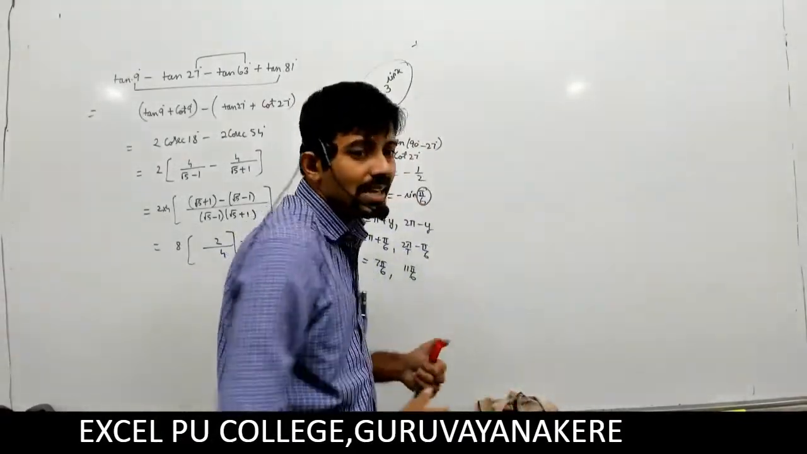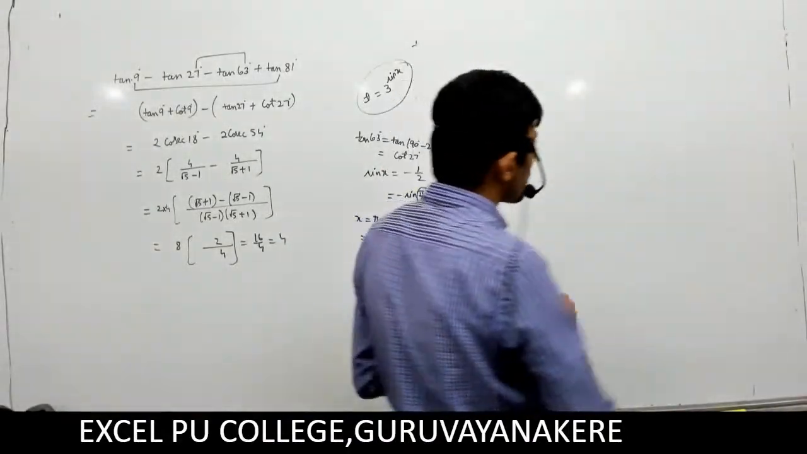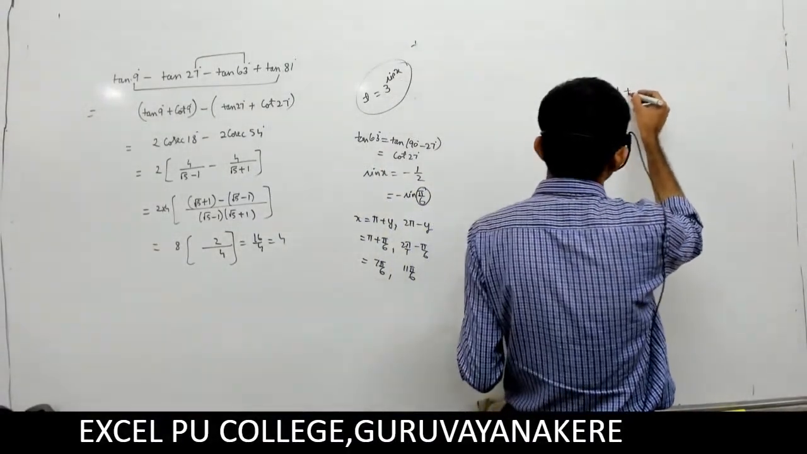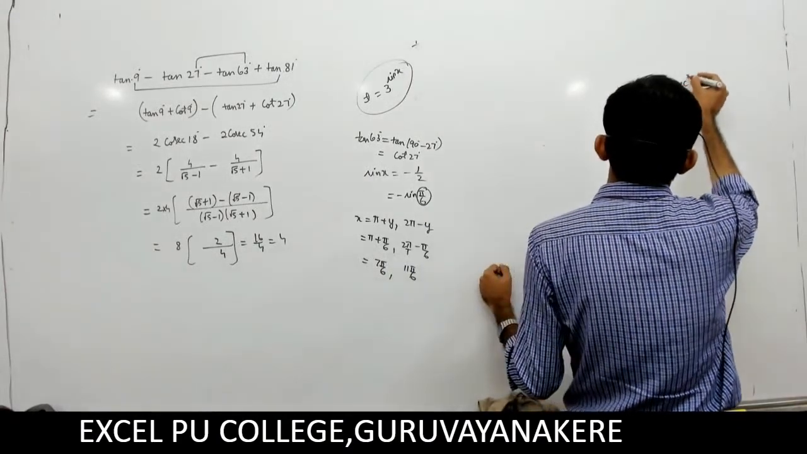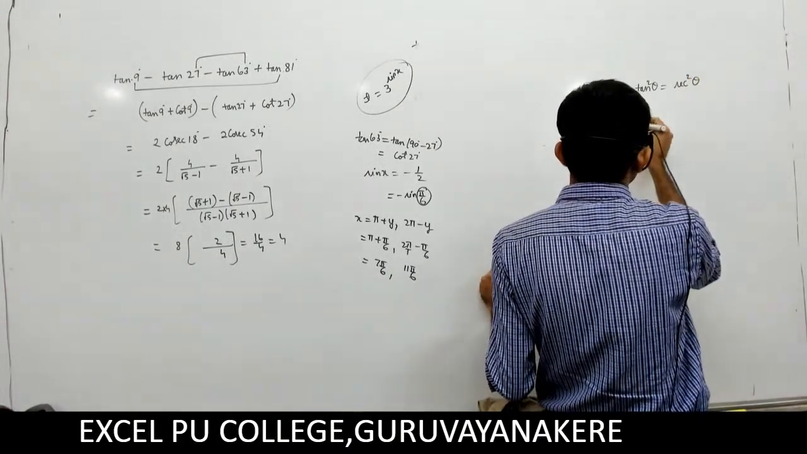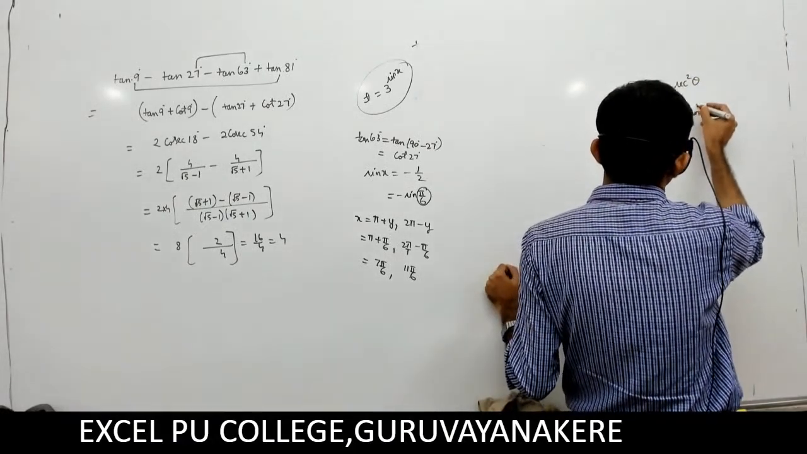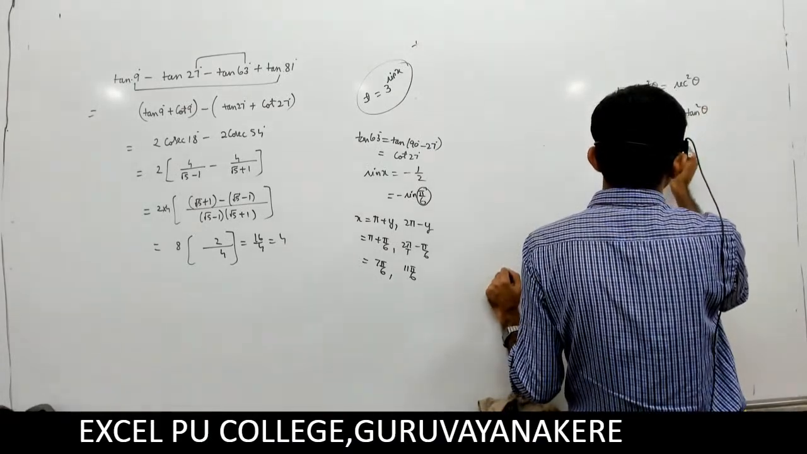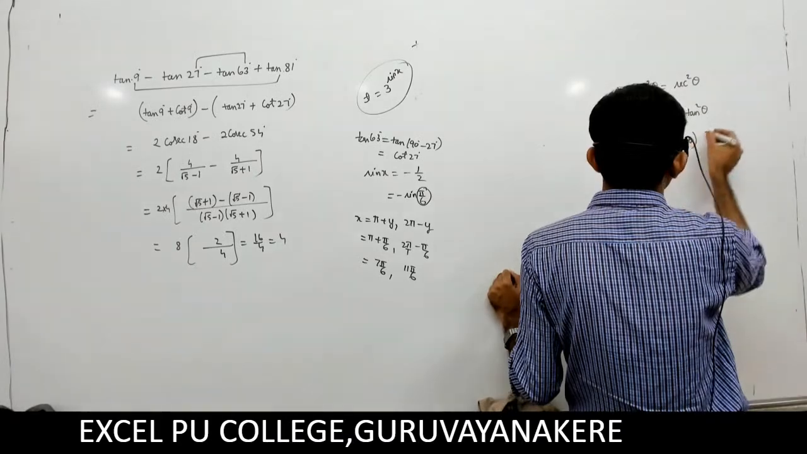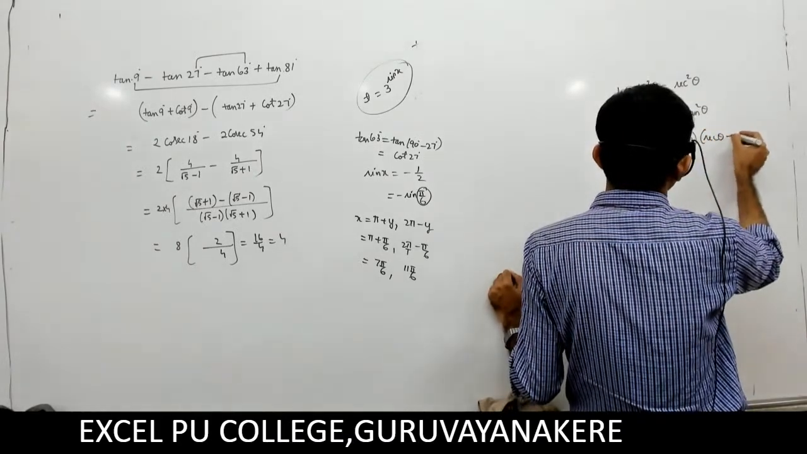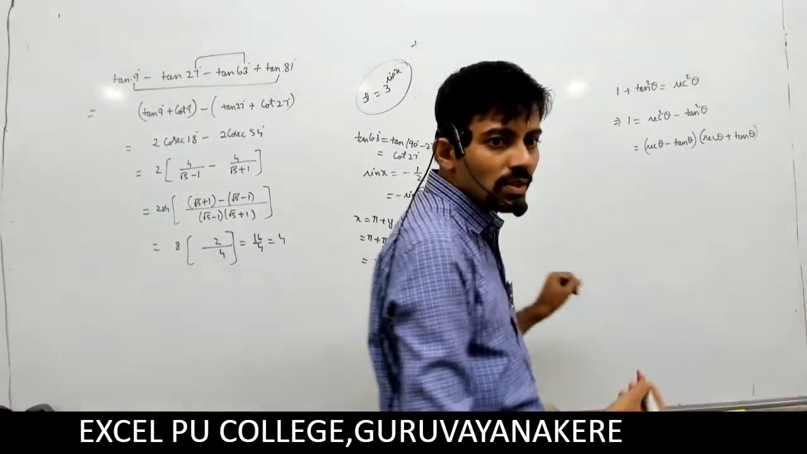You know this familiar identity, 1 plus tan square theta equal to secant square theta, right? From this, we can write 1 is equal to secant square theta minus tan square theta, correct? A square minus b square, that is a minus b into a plus b. Sec theta minus tan theta into sec theta plus tan theta, correct?